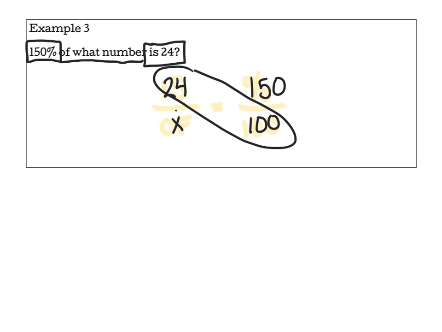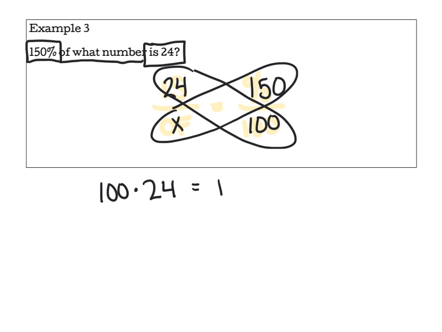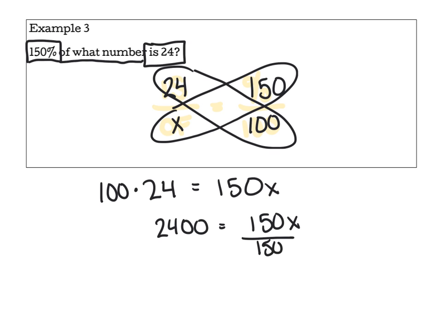Butterfly, cross multiplication. 100 times 24 equals 150x. Well, 100 times 24 is 2,400 equals 150x. I need to divide by 150 on both sides to get x by itself. 2,400 divided by 150 equals x equals 16.